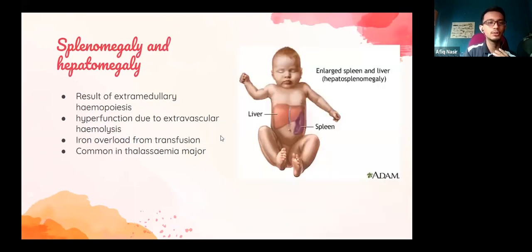We could also find evidence of splenomegaly and hepatomegaly. This is because of extramedullary hemopoiesis, because of the bone marrow not coping. It can also be caused by hyperfunction due to extravascular hemolysis, or even from the iron overload from blood transfusion.